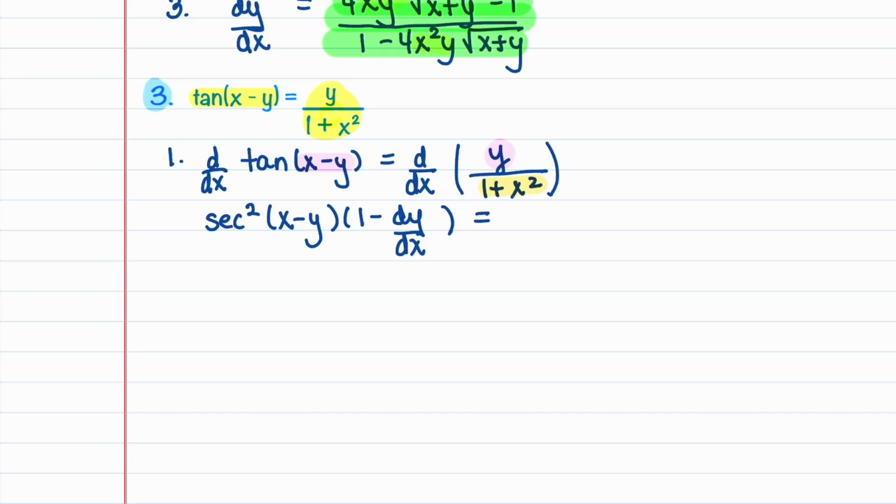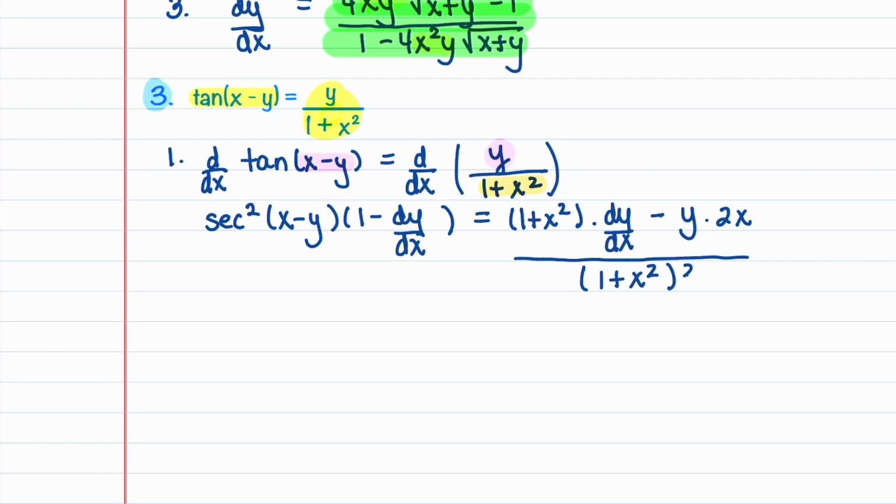The quotient rule tells us that the derivative is the bottom term, 1 plus x squared, times the derivative of the top, which is dy/dx, minus the top term, which is y, times the derivative of the bottom term, which is 2x. And then we divide all of that by the bottom term squared. Now we need to simplify this.